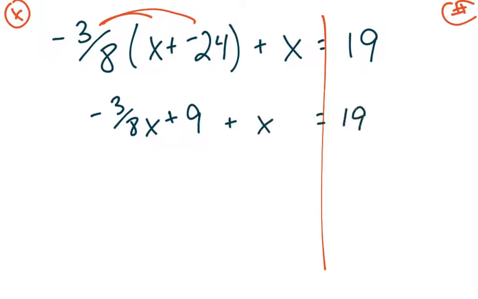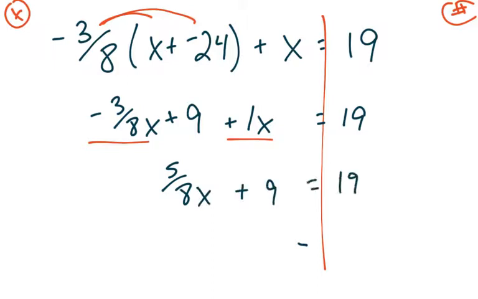So this all equals 19. I didn't touch the right side yet. I'm still looking at the left. I still make sure there's nothing else I can do. There is one more thing I can do. I can add my x's. So I have 1x here. Remember, there's an invisible 1 in front of that x. There's one of them, plus a negative 3/8 of an x. This is the same thing as 8/8 minus 3/8, or 1 whole minus 3/8, and I have 5/8 of an x plus 9 equaling 19.